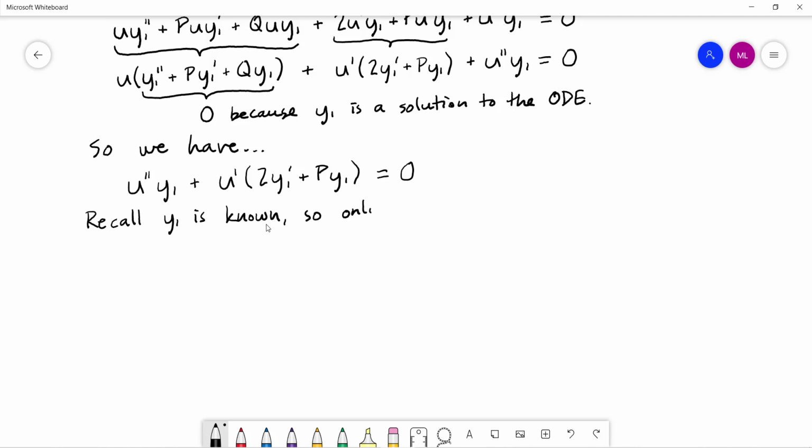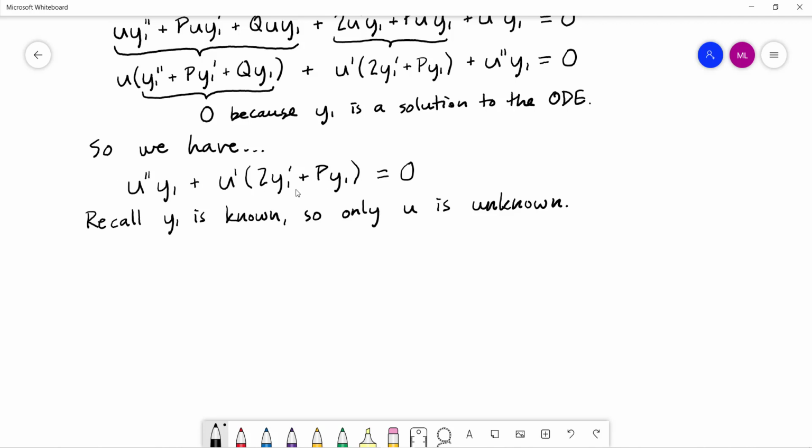So only u is unknown. And we have a second order differential equation for u. But notice that it is also missing the third term. Normally we have u double prime plus u prime plus u would be the form of our second order differential equation. It might not seem significant, but this is actually a big deal.